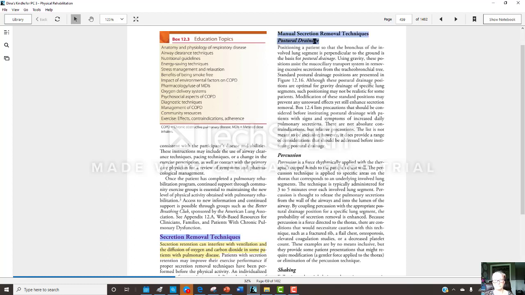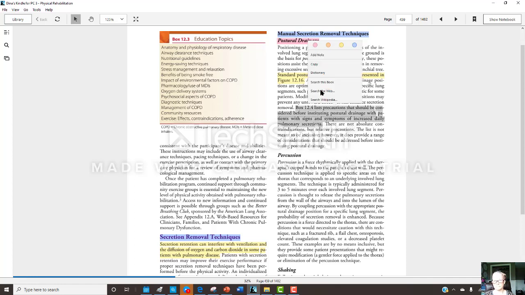Perpendicular to the ground is the basis for postural drainage. Using gravity, these positions assist the mucociliary transport system in removing excessive secretions from the tracheobronchial tree. Standard postural drainage positions are presented in Figure 12.16. Although these postural drainage positions are optimal for gravity drainage of specific lung segments, such positioning may not be realistic for some patients. Modification of these standard positions may prevent any untoward effects yet still enhance secretion removal.